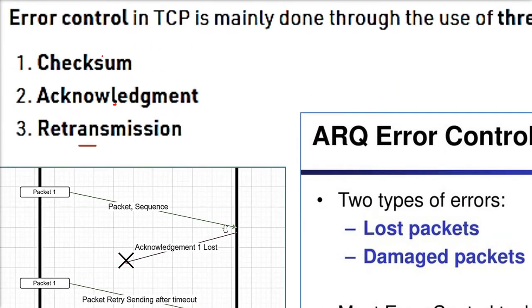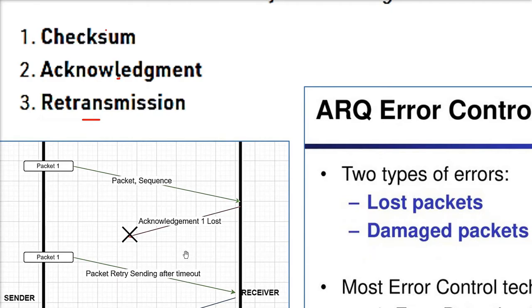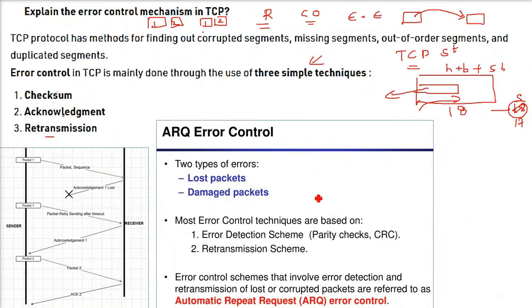So checksum, acknowledgement, if you have both the problems or any of the problems, there will be a retransmission. So error control is all about when packets are lost or damaged. There are different layers checking different kinds of error control. So we have parity checks, CRC, Hamming code, various ones. And there will be a retransmission scheme also. So automatic repeat request error control is also done.